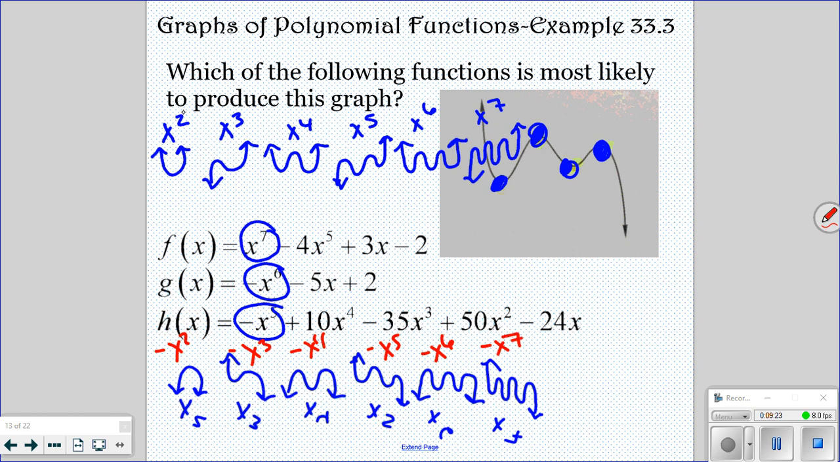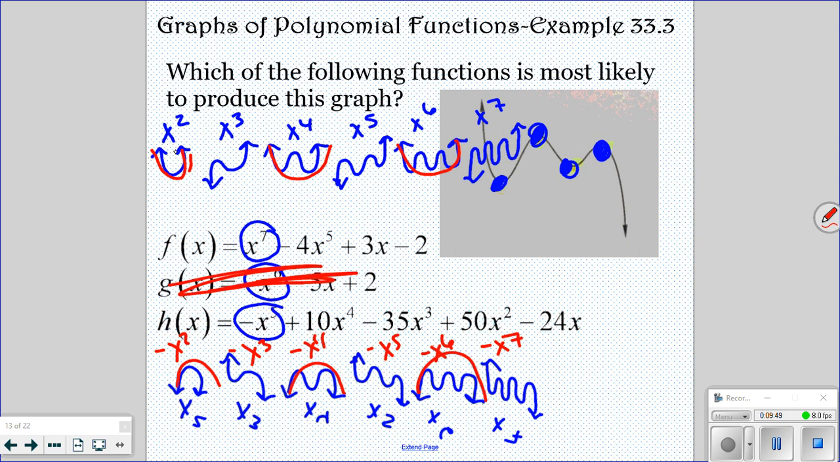So if you look at the even powers, you see how both of them are going up here? Both of the endpoints are going up. The even powers, when they're positive, are both going to be going up. And when they're negative, they're both going to be going down. Okay? So if you look here, we know it's not going to be an even power, so it's not g of x, because they're pointed in opposite directions.